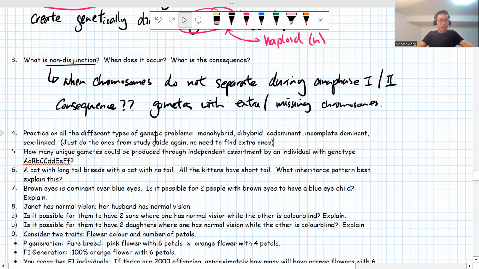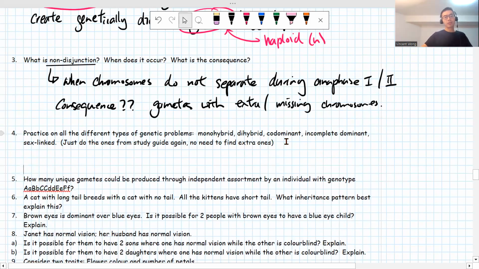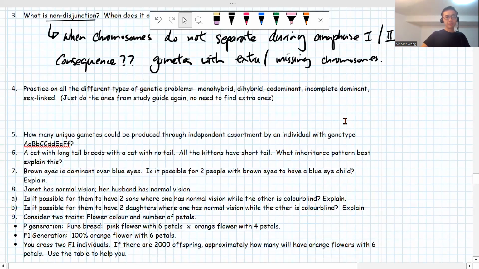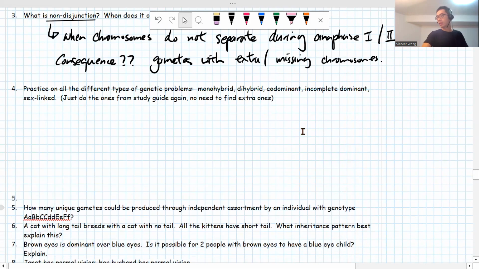Practice on all the different types of genetic problems: monohybrid, dihybrid, codominance, incomplete dominance, sex-linked. I don't have a particular one I want to go through with you, but you should definitely do it yourself. I can make one up. Can I explain mono? Mono means one trait. So like brown eyes and blue eyes. And then you're only doing big B, small b. Dihybrid is when you do two traits, right?